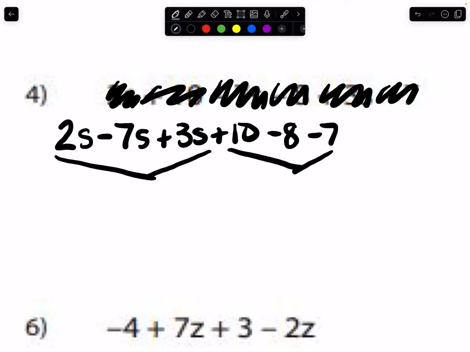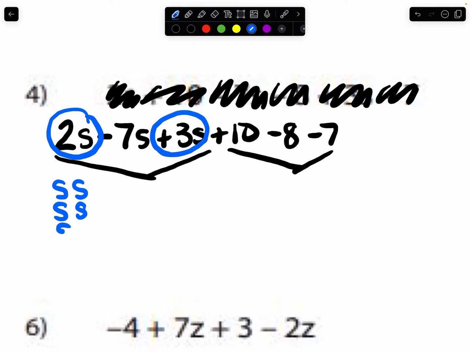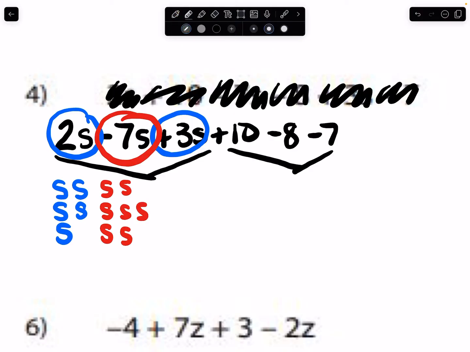Now, I'm going to, again, draw the pictures. Blue means it's positive, and red will mean it's negative. So I see that I have 2 s's here, 1, 2, and I have 3 more positive s's there, 1, 2, 3. But I have negative 7 s's, which means I need to put 1, 2, 3, 4, whoops, that looks like a G. We're going to backspace. 4, 5, 6, 7. We will make 0 pairs in order to make them disappear.